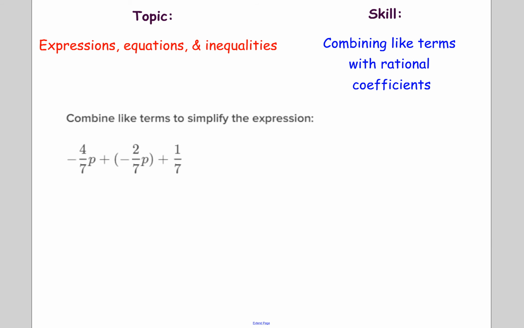Let's talk about this one. Ooh, another scary one. This one has decimals in it. Sorry, fractions in it. I think we'll be okay. So I have negative 4/7 p and negative 2/7 p and positive 1/7. Well, negative 4/7 and negative 2/7.